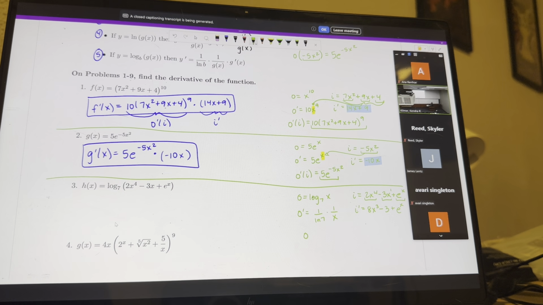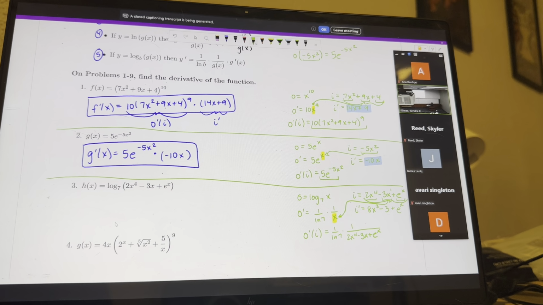Okay. So then we need to evaluate our O prime at our inner function. So we take our inner function, and we are going to plug it in for every occurrence of x in our outer derivative. Okay. So we have 1 over the natural log of 7 times 1 over 2x to the 4th minus 3x plus e to the x.